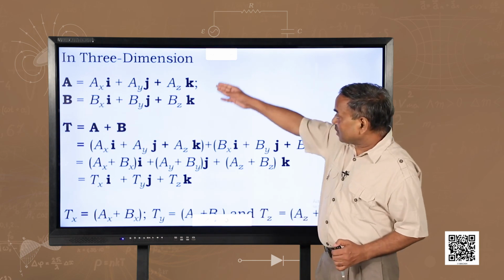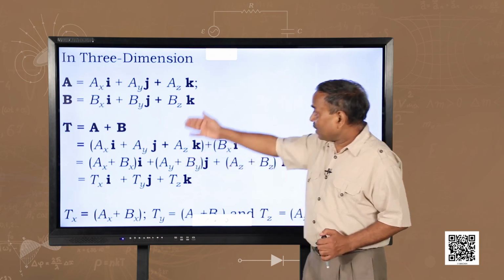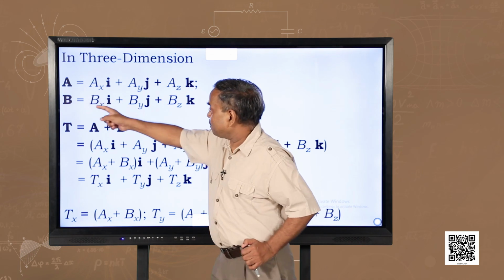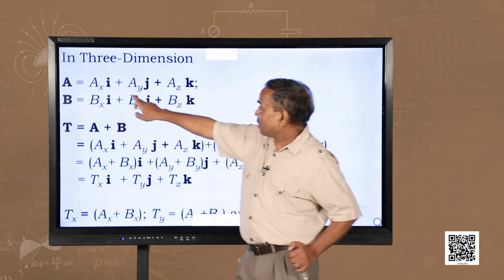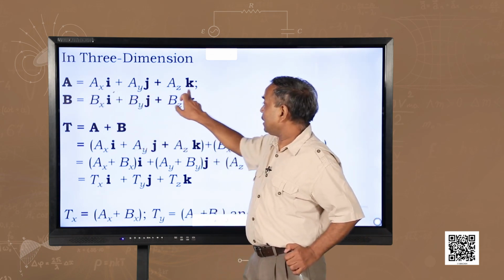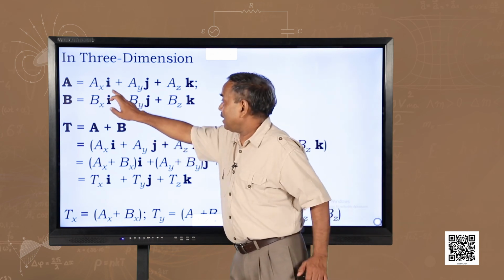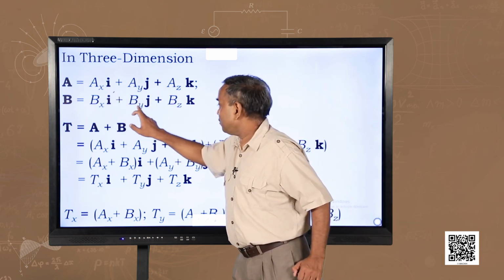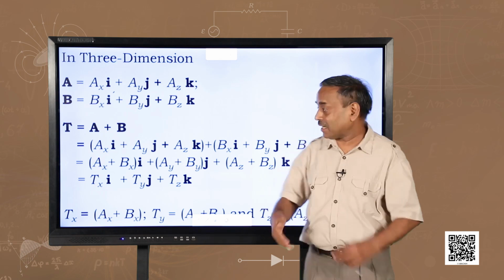Now, in 3-dimensional space, I am going further up. Now, if we say there are two vectors A and B in 3-dimensional space with unit vectors i, j, k, having components A x, A y, A z, B x, B y, B z along the x, y, z directions.